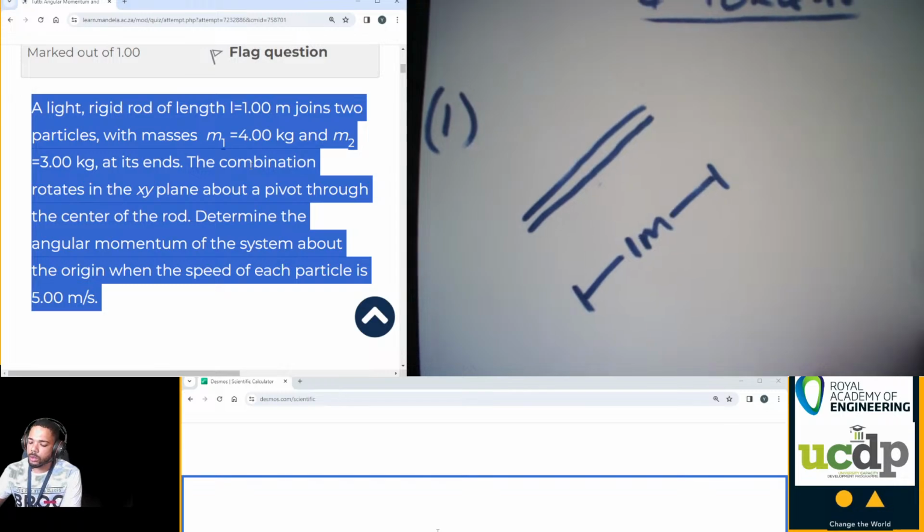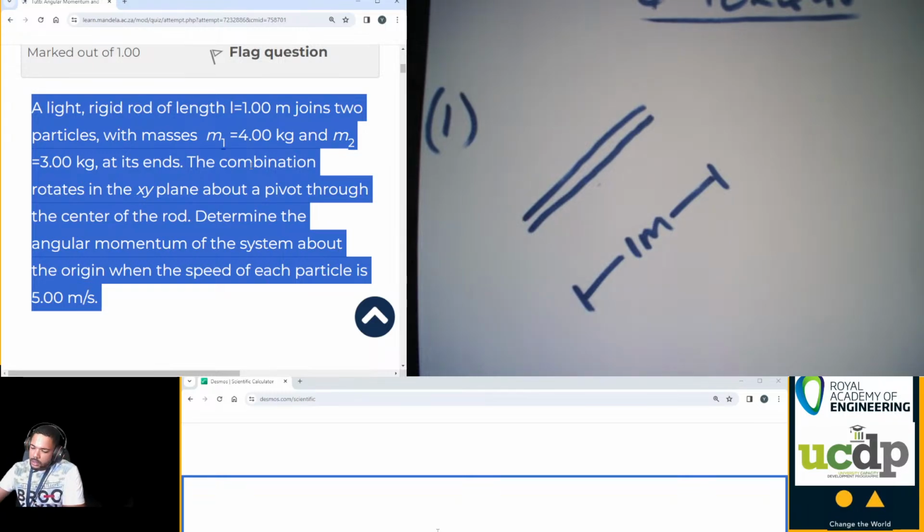This is always a good starting point for any physics problem. Try to visualize, either via a free body diagram or a vector diagram, what is actually happening, so you can see it in your mind. Okay, so you have this rod. It's rigid, meaning it's not bending. It joins two particles with masses m1 and m2.